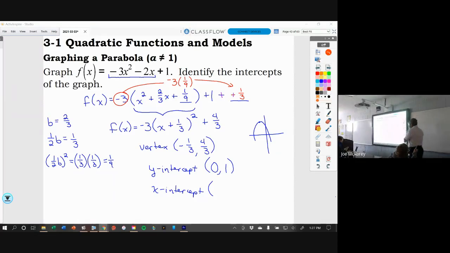So the x-intercept, that's where the graph crosses the x-axis. We can see that it crosses twice because it opens down, has the vertex at (-1/3, 4/3). How do we find those values? For x-intercept? Okay, we can graph it and use a calculator, do approximations, and hopefully get a good one.